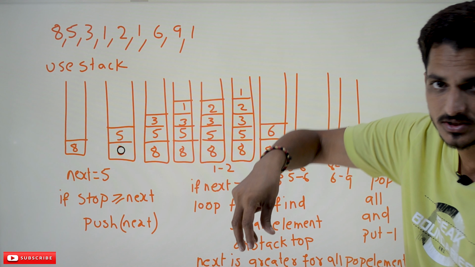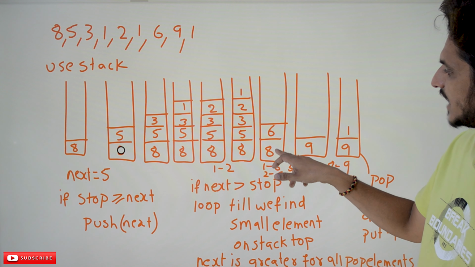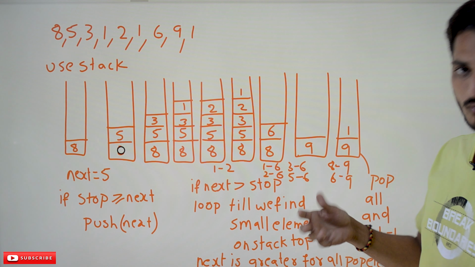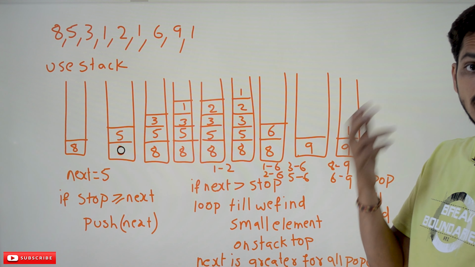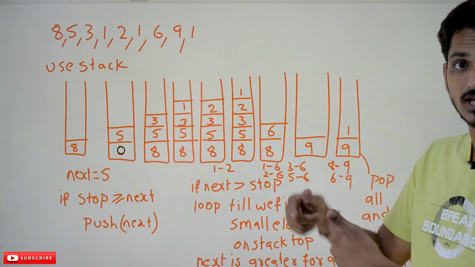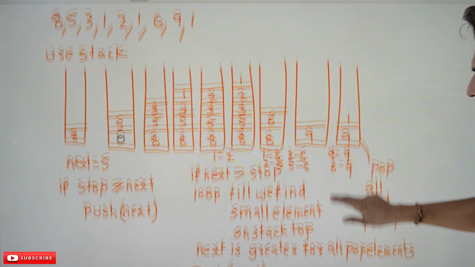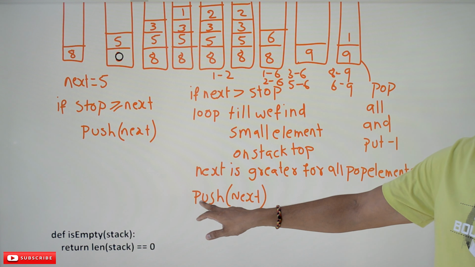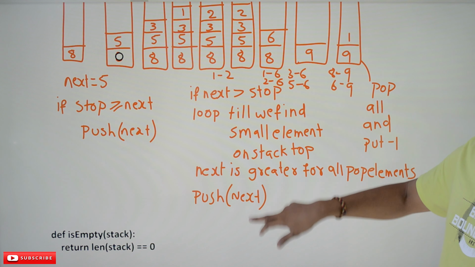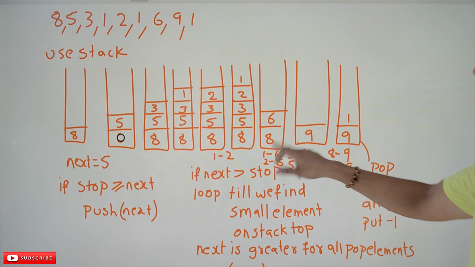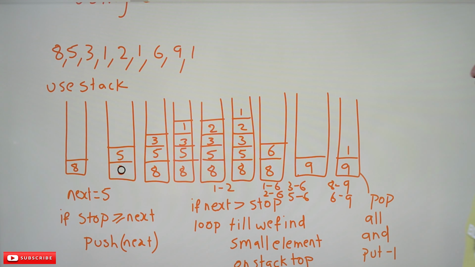Now push the 6 onto the stack. So the stack contains 8, 6. We popped out all the smaller elements until we find a larger element. For all those elements, next is the greater element. After that, at the last, push next onto the stack. This is the logic you have to understand. Now 8, 6. And one more condition you have to understand.